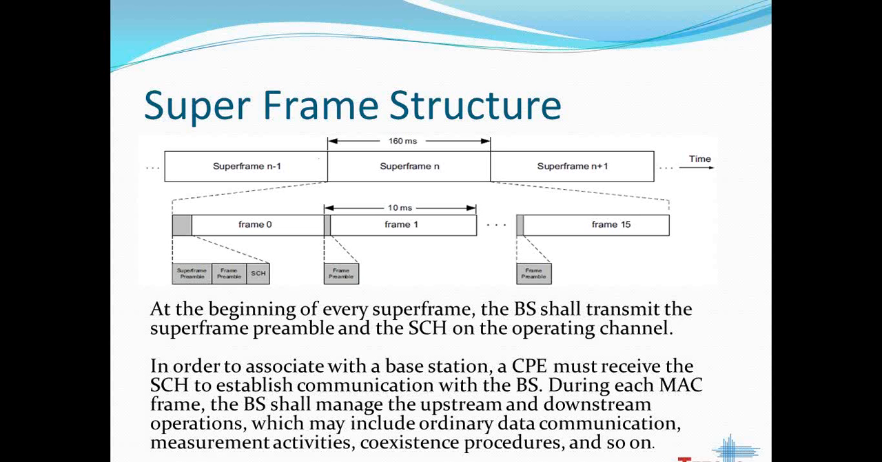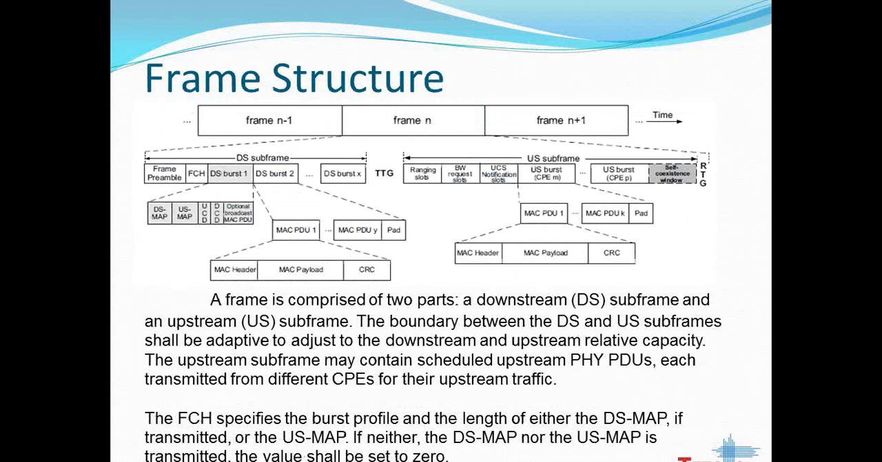So the way it works is, as I said just now, whenever a new super frame is going to be transmitted, the base station transmits a super frame preamble and then a super frame control header on the operating channel. The super frame control header is very important for the secondary users to establish communication with the base station. Now, as I said, each super frame consists of 16 frames. Now let us go into detail to see the contents of each frame.